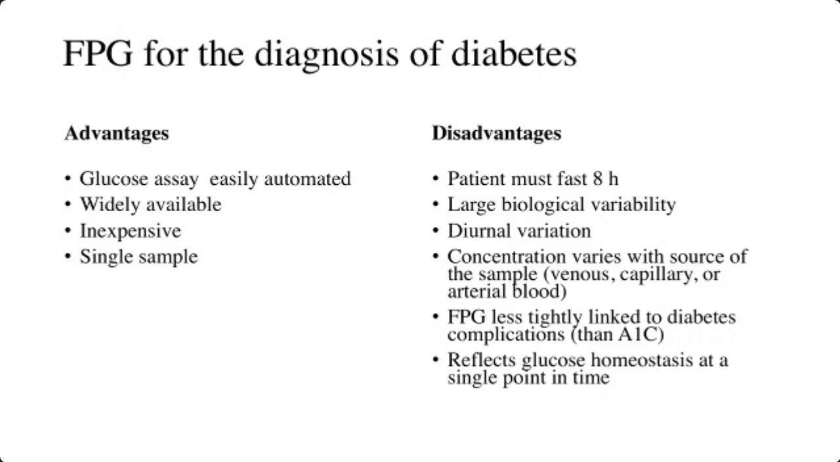It has diurnal variation related to hormones. Concentration varies with the source of samples, whether venous, capillary, or arterial blood. Fasting plasma glucose is less tightly linked to diabetes complications. So in the study, when they looked at the diabetes complications, it was strongly associated with hemoglobin A1C in a linear relationship, and fasting plasma glucose mainly reflects the glucose homeostasis at a single point in time.